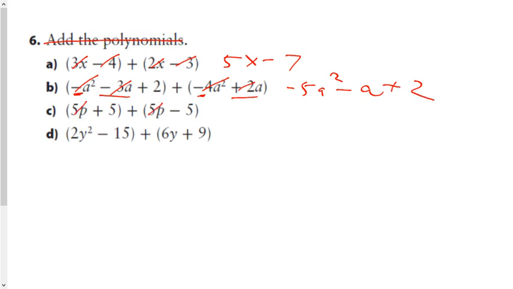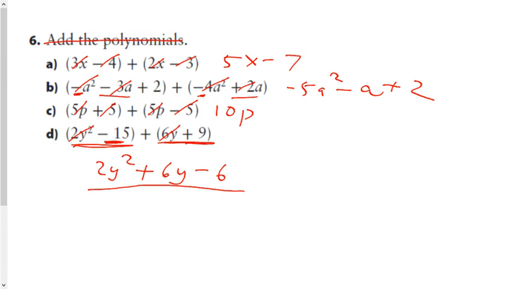Here, 5p and 5p is 10p. Positive 5 and negative 5 are 0 pairs. So when you add those two binomials together, you end up with a monomial. And finally, 2y squareds, there are no other y squareds, so it just combines by itself. Don't gather your constant, gather your next highest degree term, which is your y's. It's a positive 6y. And then a negative 15 and a positive 9 make a negative 6. So your solution for this binomial plus this binomial is this trinomial.